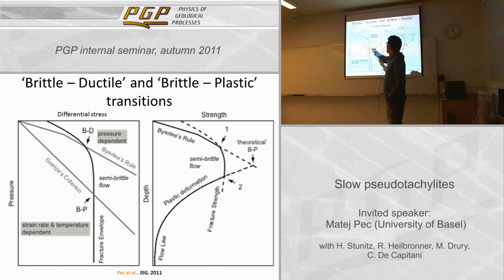The first line is Byerlee's rule, which describes the differential stress needed to slide a pre-existing fracture. The next line here is Goetze's criterion, which is just an experimental rule of thumb that states that if the differential stress is equal to or lower than the confining pressure, plastic deformation processes are favored.